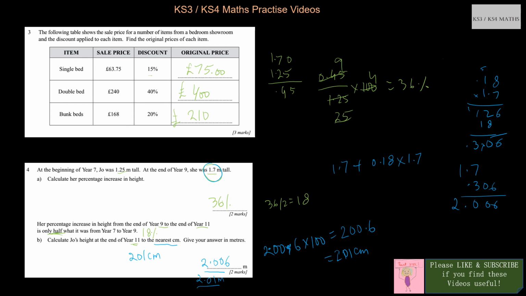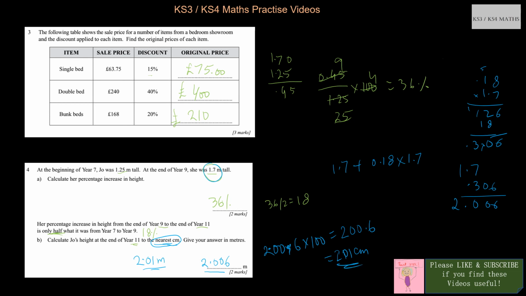Yeah, so that's what it is. Wait, how do they want the answer? I think it's going to be the nearest centimeter. Okay, so that's what it would be. Or you could also write it in meters.